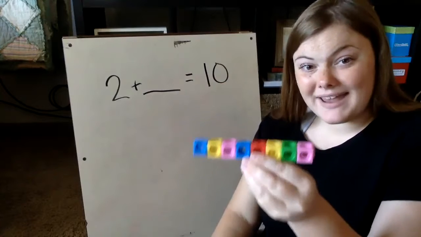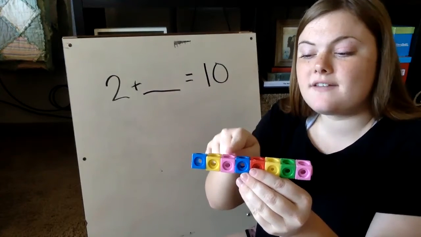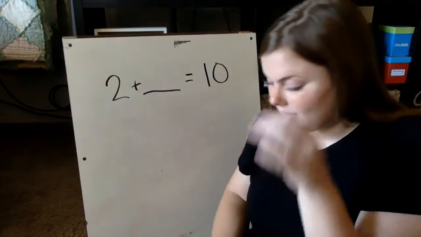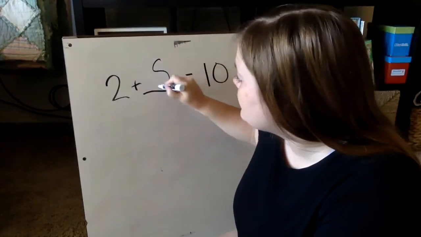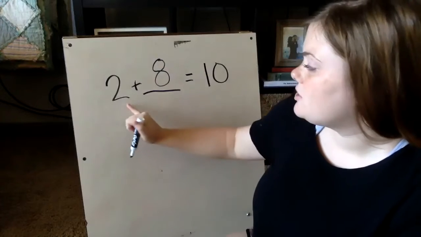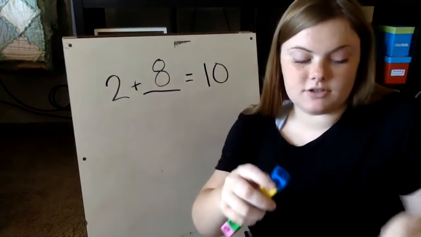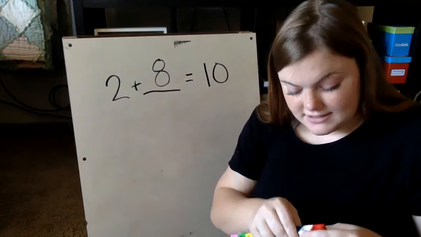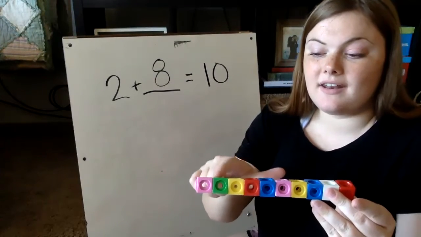We can figure it out by counting, right? So 1, 2, 3, 4, 5, 6, 7, 8. 8 is our missing number. 2 plus 8 equals 10, right? So I can add these back together, and we still have 1, 2, 3, 4, 5, 6, 7, 8, 9, 10.